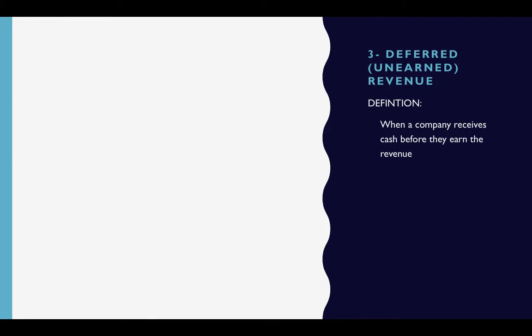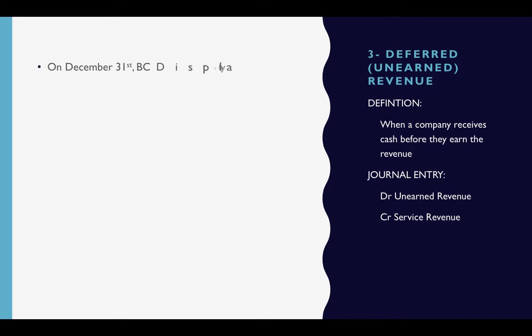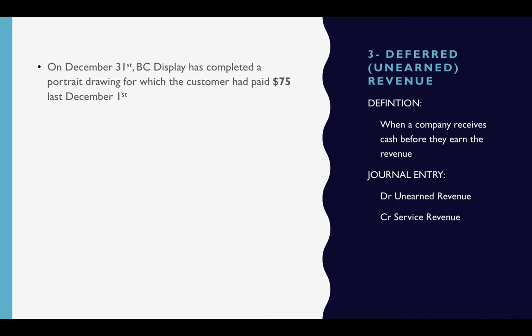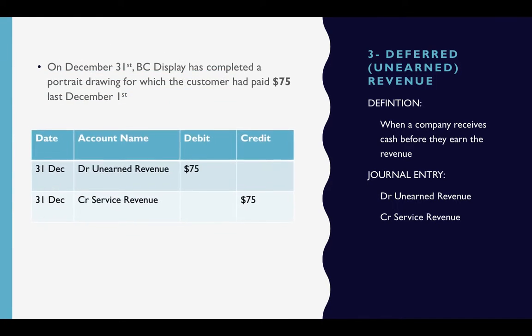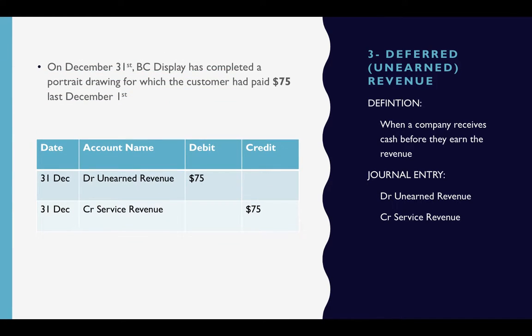So deferred revenue is when a company receives cash before they earn the revenue. Let's say on December 31st, BC Display had completed a portrait drawing for which the customer had paid $75 last December 1st. So therefore, you would debit the unearned revenue of $75 and you credit the service revenue of $75 as well.